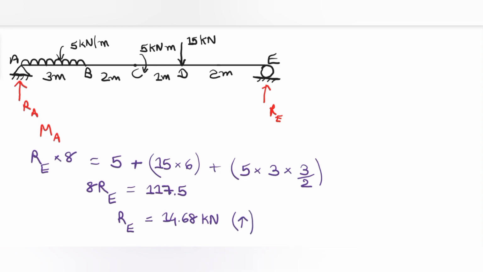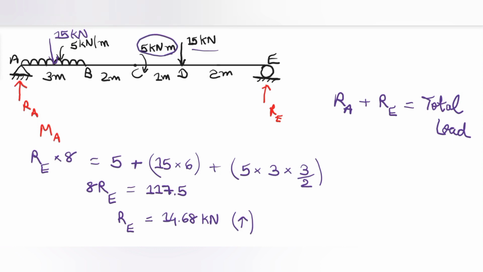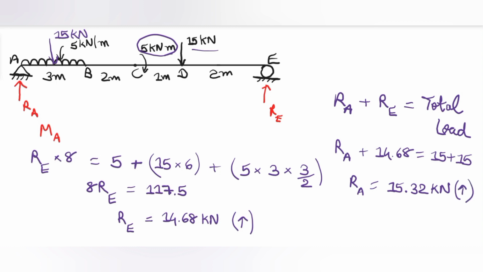Then RA plus RE is equal to total load. The total load acting here will be, if we count the UDL, 5 into 3 which is 15 kilonewton. The point load will act at the center. Then this 5 kilonewton meter, that is a moment, it won't be counted. So RA plus 14.68 is equal to 15 plus 15. So we get RA is equal to 15.32 kilonewton.